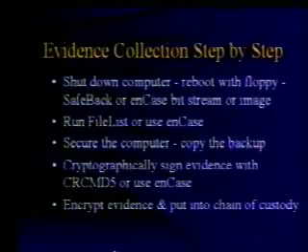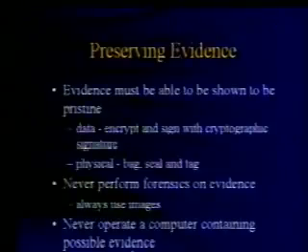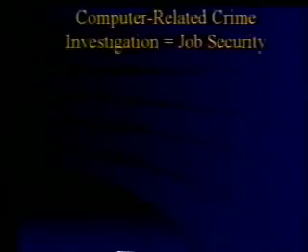We want to cryptographically sign evidence, encrypt it, and put it into chain of custody. Extract the evidence using tools that can read that information, and we can run our text searches. Preserve the evidence. Remember, we talked about chain of custody. This is critical. Never perform tests on your evidence. Always use images. And never operate a computer that contains possible evidence.